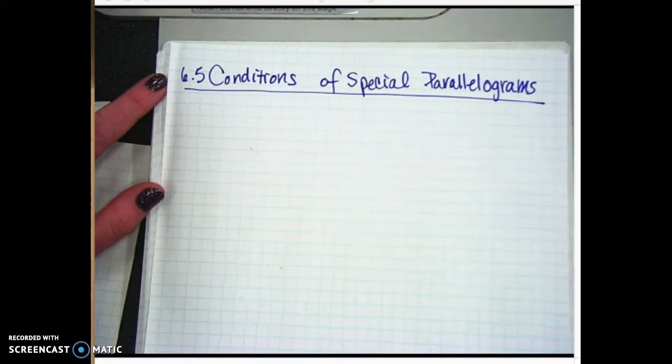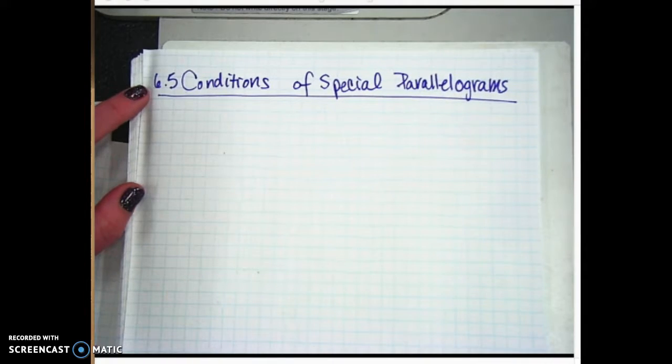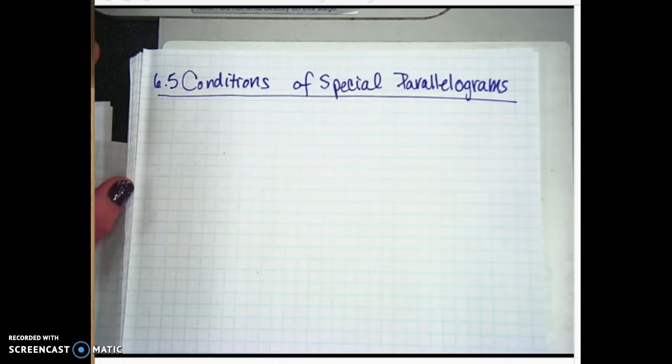Today we're going to look at section 6.5, which is called Conditions of Special Parallelograms. It works like the other day when we did conditions of just regular parallelograms. It's basically taking yesterday's lesson and turning it around.